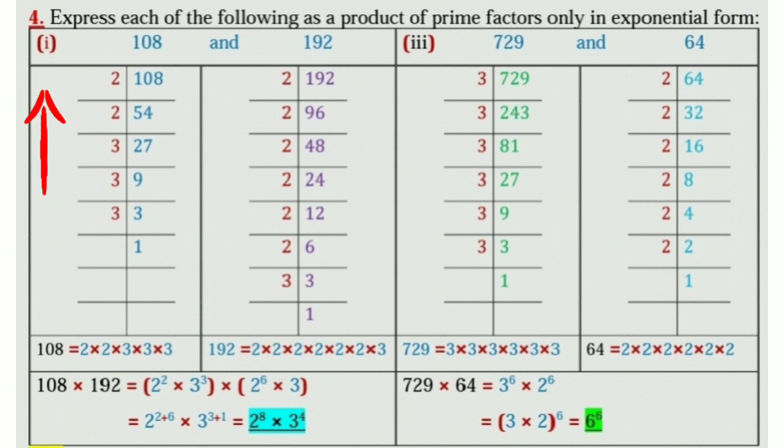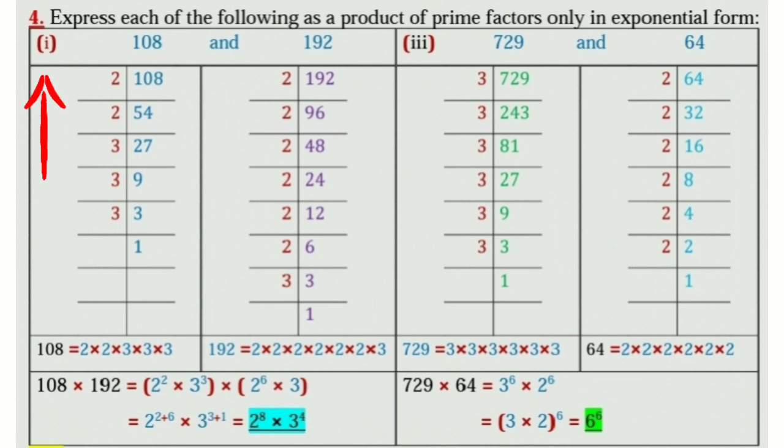Now divide 108 by 2, we will get 54. Again divide it by 2, we will get 27. Now divide 27 by 3, we will get 9. 9 divided by 3 is equal to 3 and 3 divided by 3 is equal to 1. Hence the factor of 108 is equal to 2 into 2 into 3 into 3 into 3.